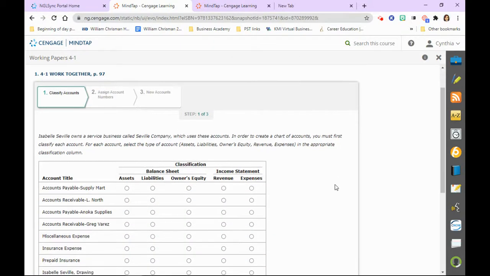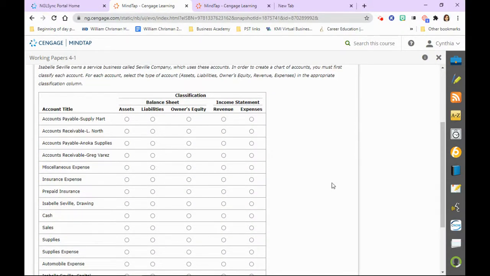Section 1 of this is we're just going to classify these accounts as either an asset, a liability, owner's equity, revenue, or expense. Accounts payable is a liability. Accounts receivable, because we're receiving that, is an asset. So again, those two are the same. Miscellaneous expense, that's pretty easy that it's an expense, all expenses. Prepaid insurance is an asset. Drawing is an owner's equity account.